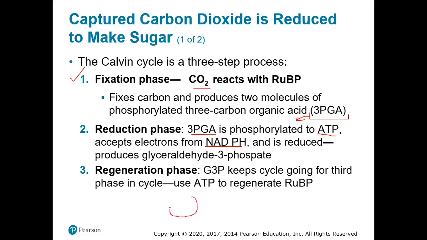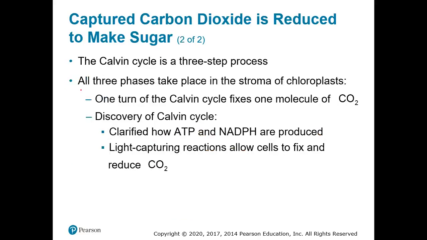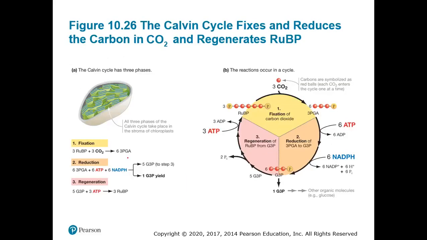So remember, this is the Calvin cycle after all, so it is going to be in a cycle, in a circle. And our product from reduction, okay, some of it's going to be used to make carbohydrates, and the rest is going to be used to regenerate our RuBP. Okay, so we can start this whole process over again. So, 3-step process. All of this is going to take place in the stroma, so inside that kind of fluid of the chloroplast. And one turn of this cycle that we just described is going to fix 1 molecule of CO2. So what does that all look like together?